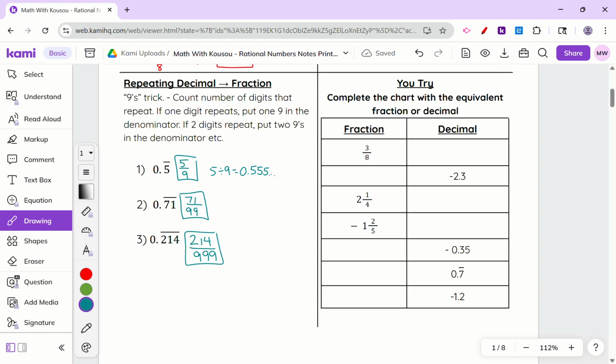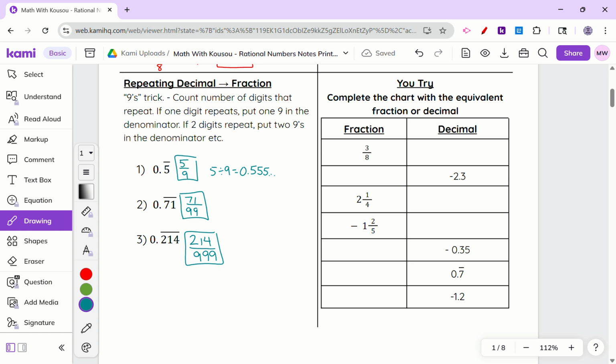All right, and now at this time, I want you to pause the video and try to fill in the chart with the equivalent fraction or decimal. And then you can check your answers with mine. Okay, so by now you should have paused the video and have tried this on your own.